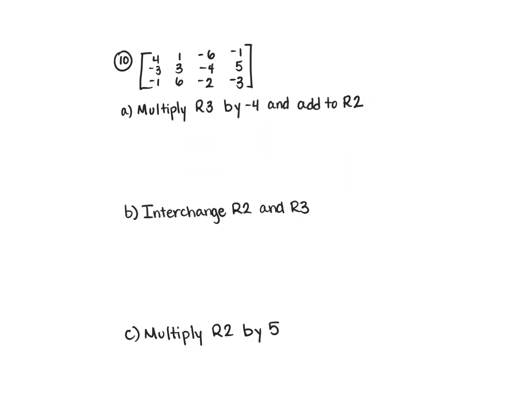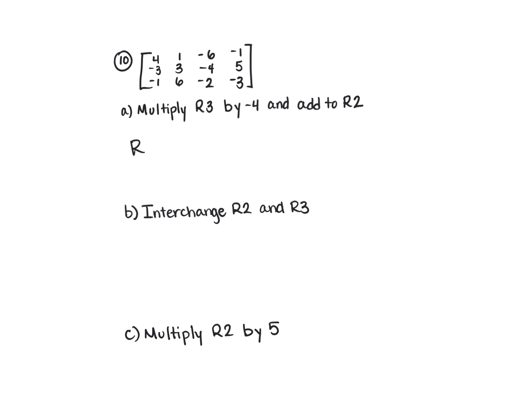And then I've skipped to number 10. This question has 3 parts to it, and kids always get a little bit confused because they think that when to do B, you have to use your answer from A, and that's not what happens. So we are going to take row 3 and multiply it by -4, and then we're going to add that to row 2. So what I'm going to do is this.